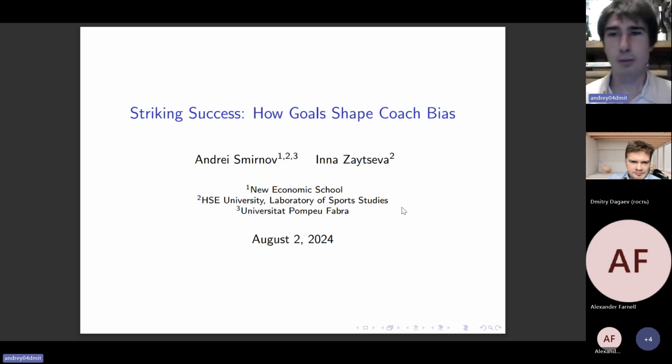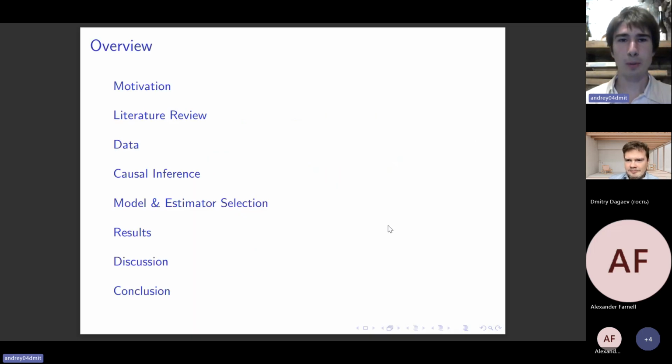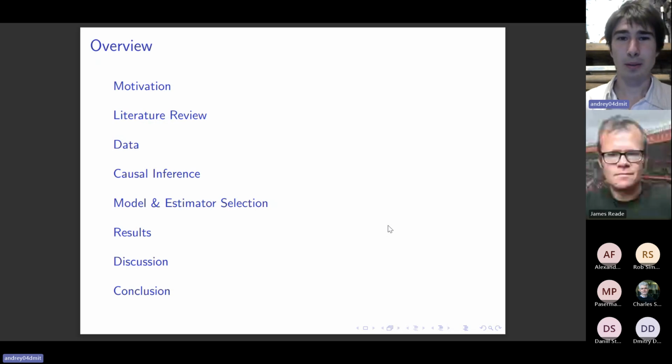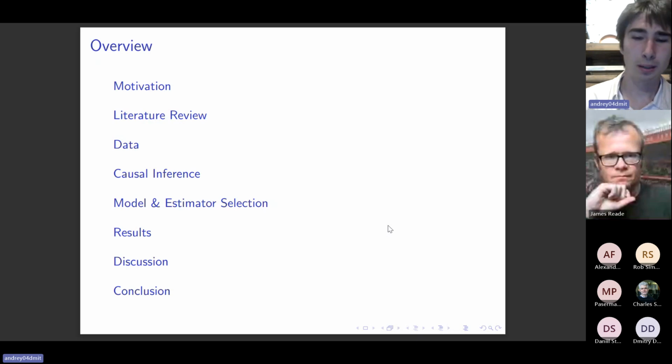Striking success, how goals shape coach bias. This is a joint study with insights, so let's start. A quick overview of what will be going on. I'll start with the motivation of our research, then a quick literature review, then an overview of our data set, then the causal inference section. As a small spoiler, we implement the Rubin causal model.